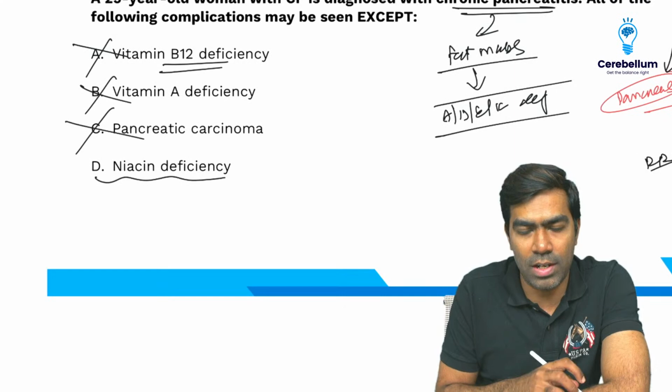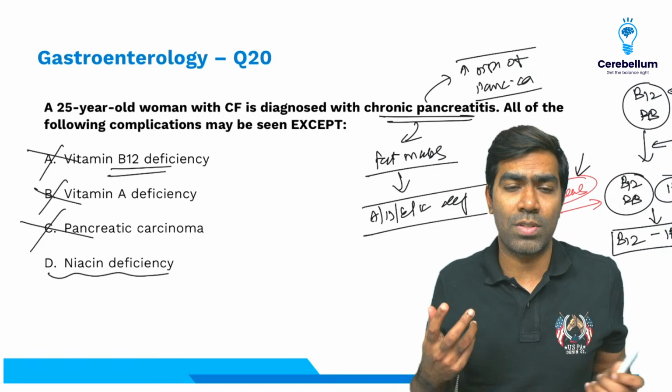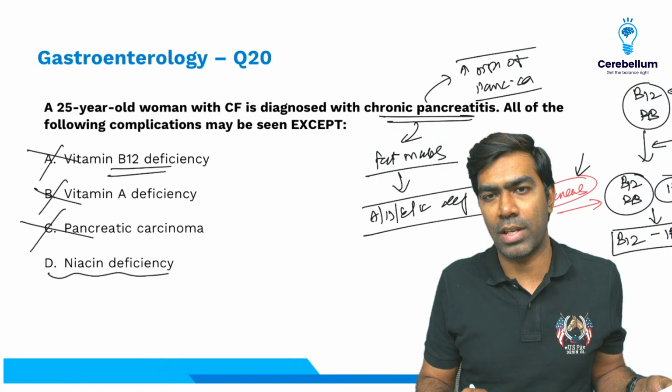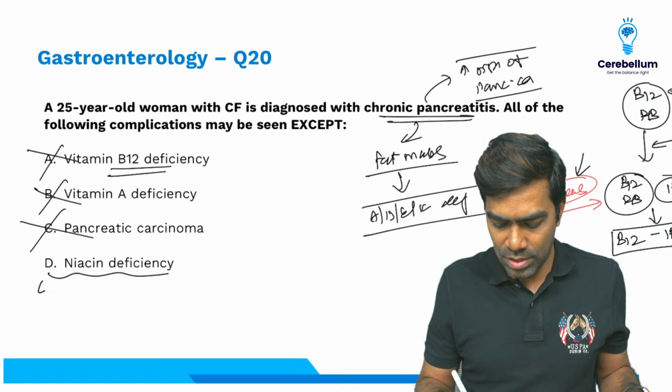But what will not occur is niacin deficiency. Usually in exams, niacin deficiency is seen if the patient is taking maize, everyone knows that. Or if the patient has carcinoid syndrome, where most of the tryptophan is diverted to produce serotonin rather than niacin, because tryptophan is an essential amino acid. In carcinoid syndrome, everything is diverted to produce serotonin, and very little or nothing is left for production of niacin. That's why niacin deficiency occurs with carcinoid syndrome, not with chronic pancreatitis.